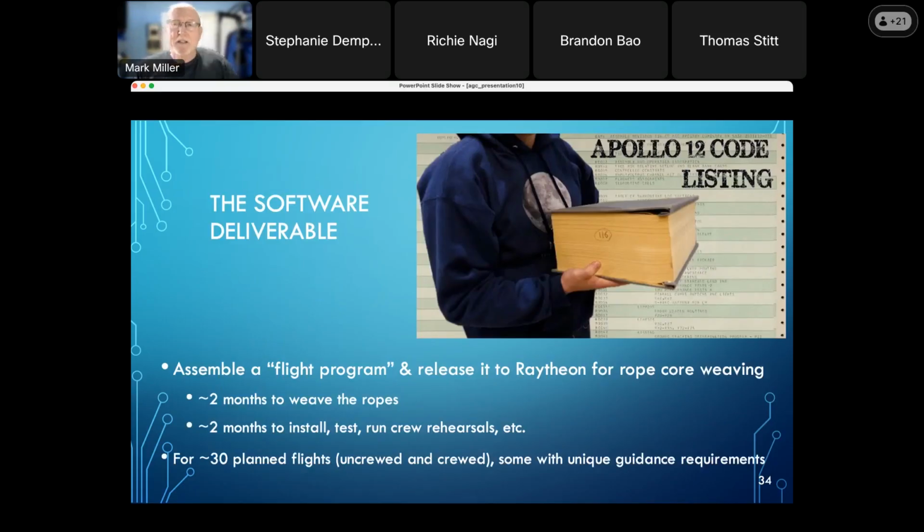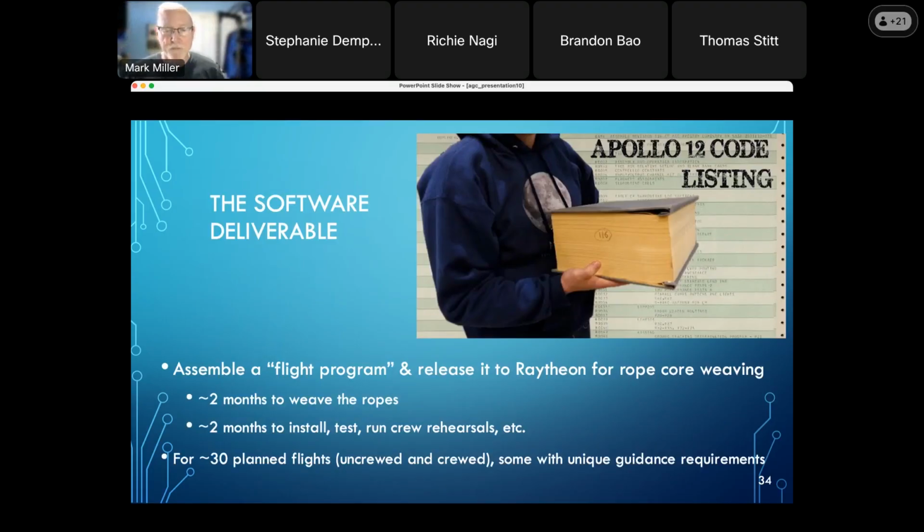Okay, so what was the software deliverable that software developers needed to produce? They basically needed to produce a flight program. And in fact, there is the Apollo 12 code listing. They needed to give it to Raytheon to start weaving the cores. They needed about 2 months to weave the cores. They got faster at that as time went on, but about 2 months, and then 2 months to install in the spacecraft for the crew to run tests and crew rehearsals and so forth.